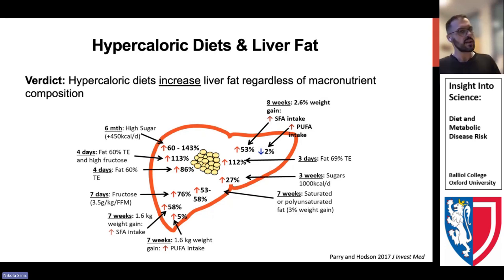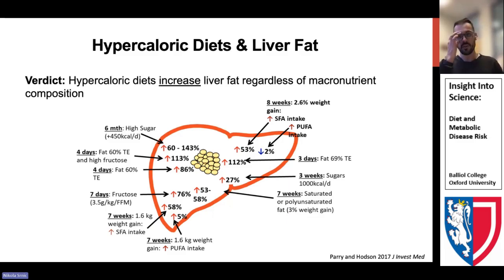So this was a bit weird in the field because if you have a hypocaloric diet, again, as we said, liver fat went down by about 30 to 50%. But under these settings, when you're feeding people extra calories, you have an increase of anywhere from 5 to 150%. That's a really, really big range. And so people were thinking that something else must be going on.